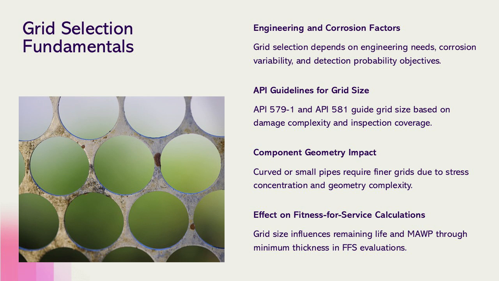Component geometry also affects grid selection. Small diameter piping may require denser data due to curvature and stress concentration. Grid size directly affects FFS calculations because minimum thickness values determine remaining life and MAWP. ASME V mandates calibration and scanning requirements that influence grid density. Engineers must therefore evaluate damage mechanisms, risk, and structural significance when selecting grid dimensions.